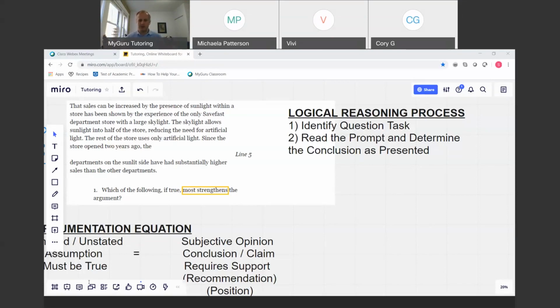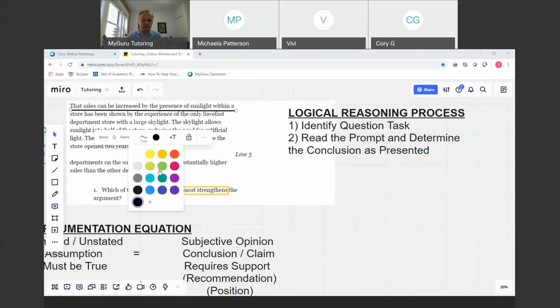If anybody's on their computer and wants to type in, you can just tell me what is the position, the thing that requires more support from this little scenario. And that is correct, Michaela. So what we're looking at is this first sentence up here. So just underline this thing ultimately. Conclusion.